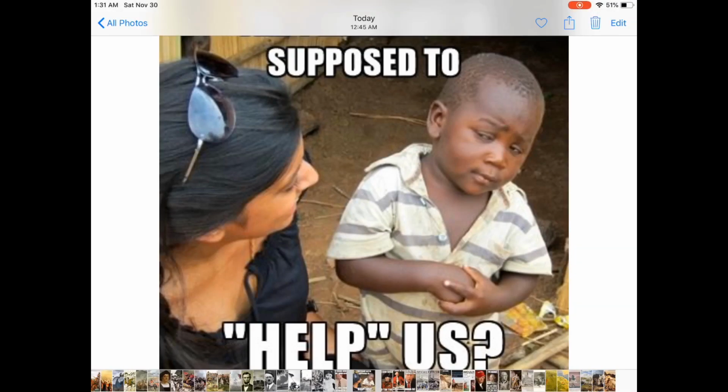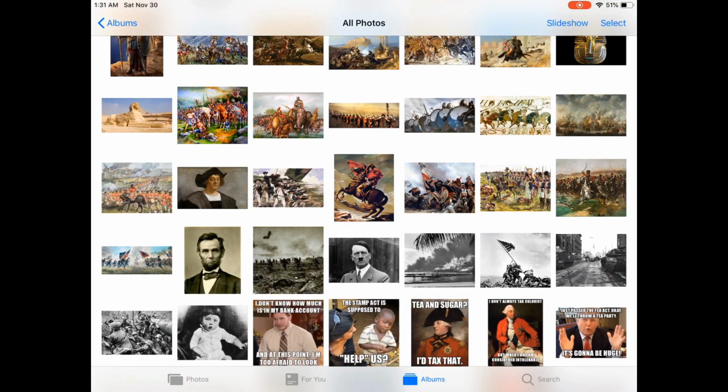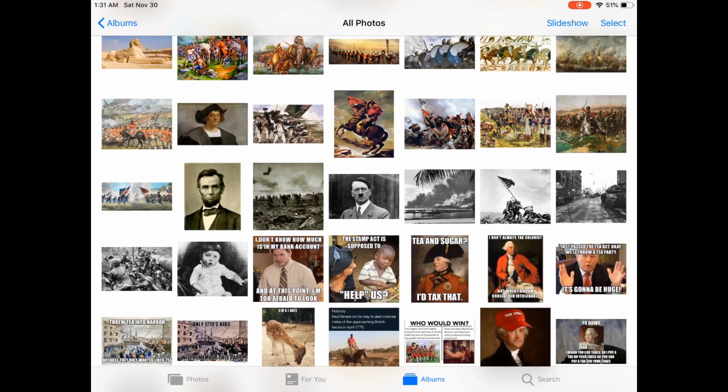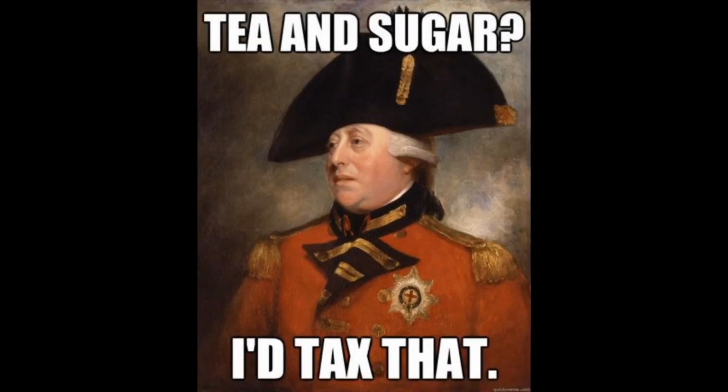The British once again tried to assert dominance by implementing the Townshend Acts, which placed taxes on paint, oil, glass, lead, paper, and tea. These acts went into effect on November 20th, 1767. So this is a British man saying, "Tea and sugar, I tax that," because at this point the British were taxing a lot of things.